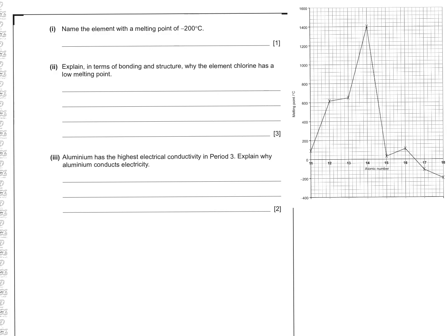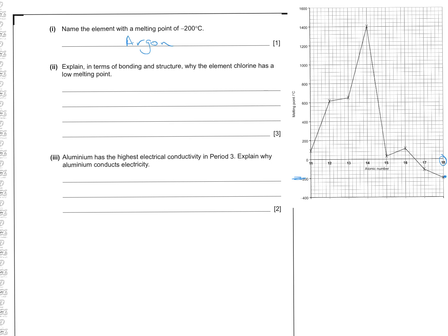Next question. The name of the element with a melting point of minus 200 degrees C. Okay, well, if we go to 200 degrees C, we go across, we can see this element has an atomic number of 18. Go to the periodic table, and you will see it is argon.